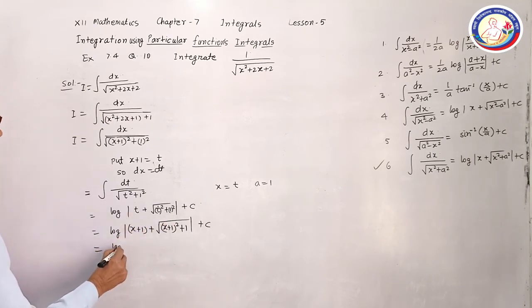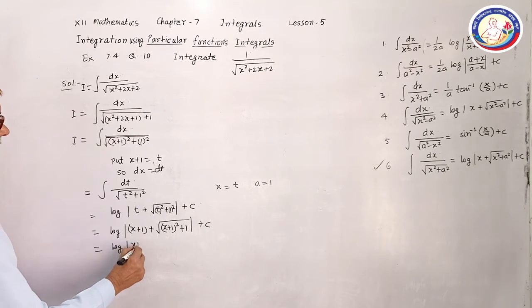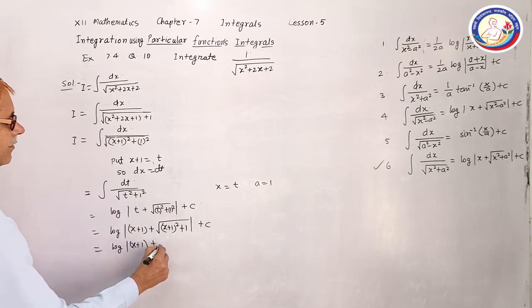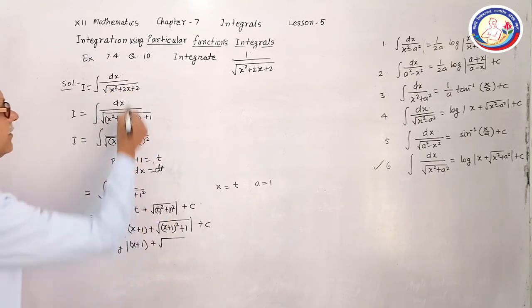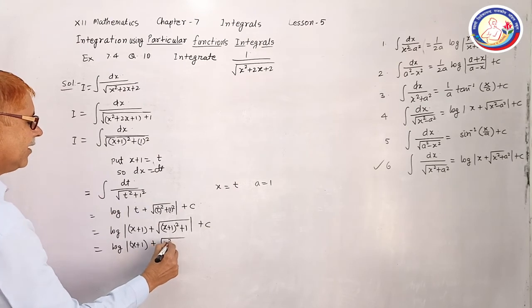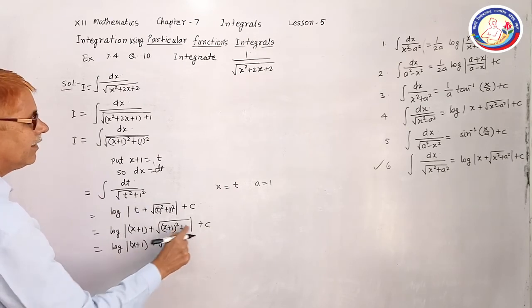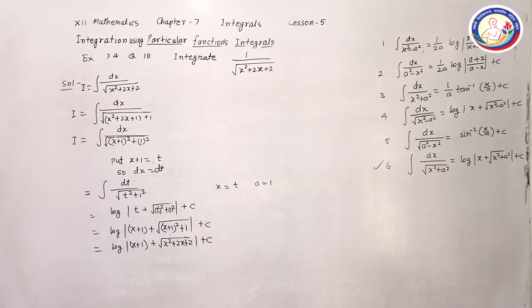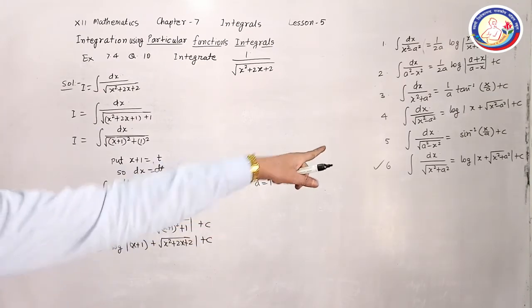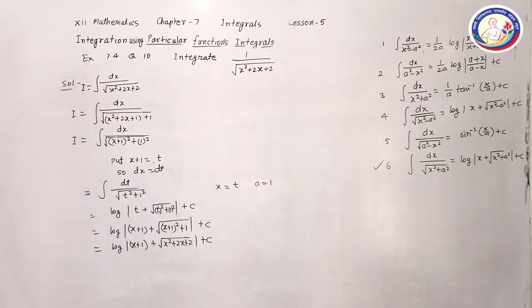It will be log of x plus 1 plus, this is what? We have started with this. This is nothing but this. So square root of x square plus 2x plus 1 and 1, that is 2, plus c. This is the answer. So we must write the formula. Don't forget to write the formula here.